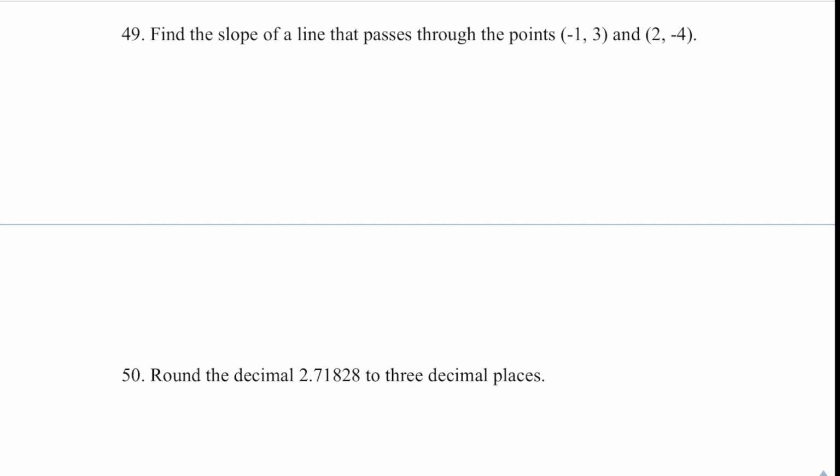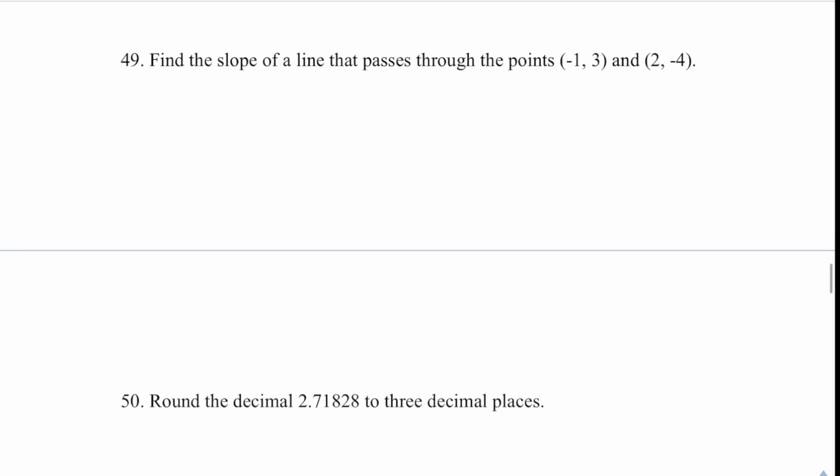Find the slope of a line that passes through the points -1 and 3 and 2 and -4. So you want to remember that this is our x1, y1, x2, y2. So our equation is slope equals y2 minus y1 divided by x2 minus x1. So we're just going to plug this in.